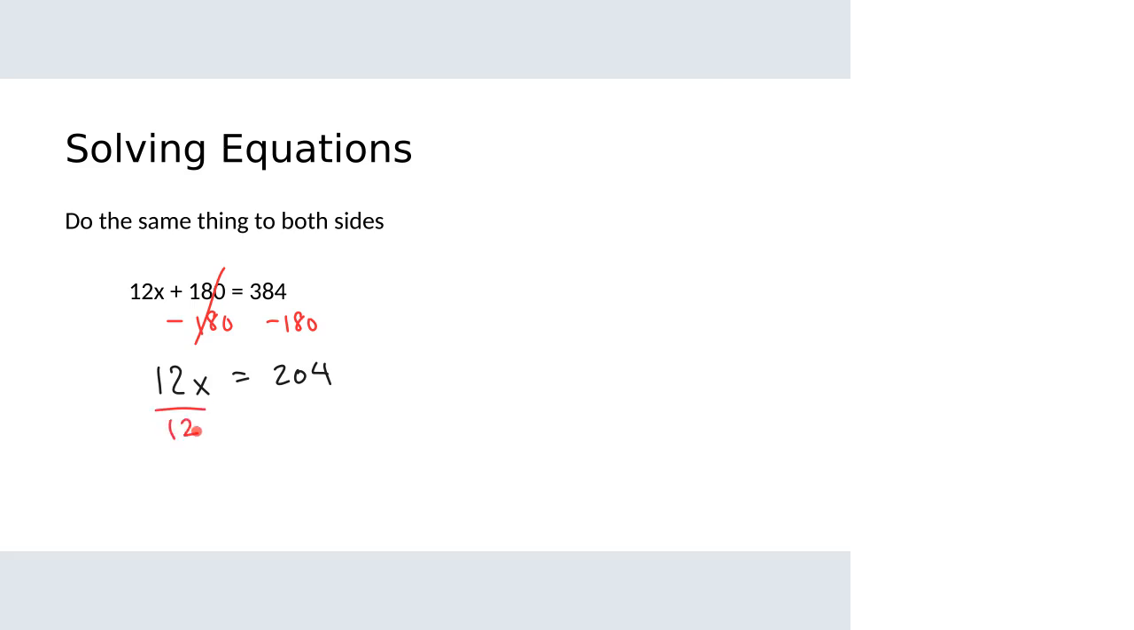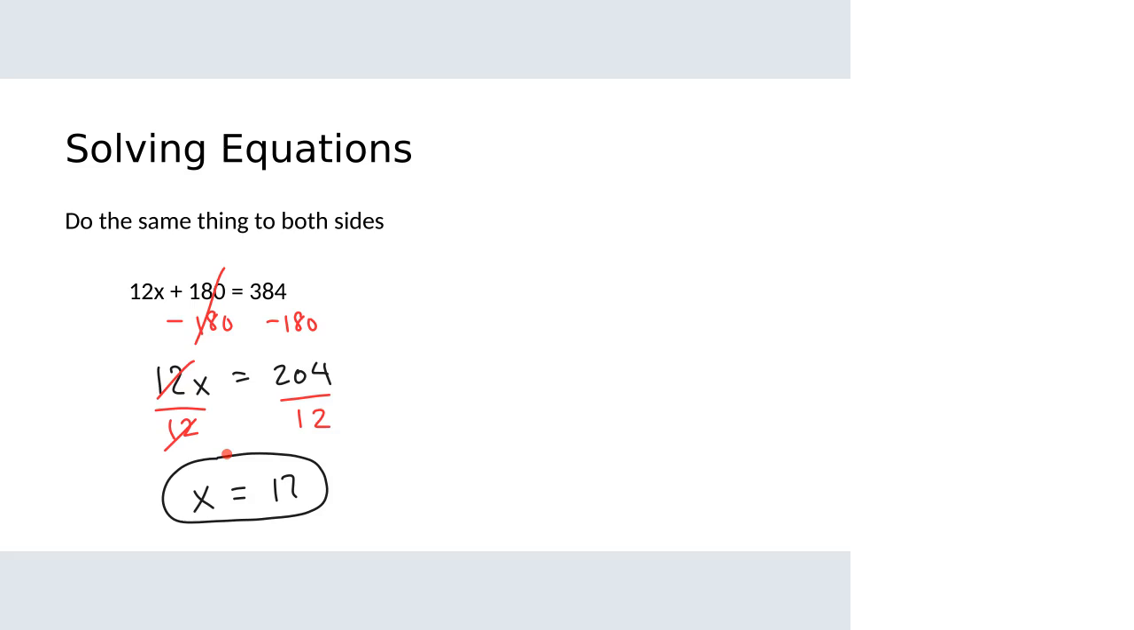We're going to divide by 12 on the left so that those cancel, leaving just the x. And when we do that, we better divide by 12 on the right side also. And what happens then is I just have x on the left, which is what I was after. 204 divided by 12 on the right is 17. And so we have solved that equation to find out that x is 17.